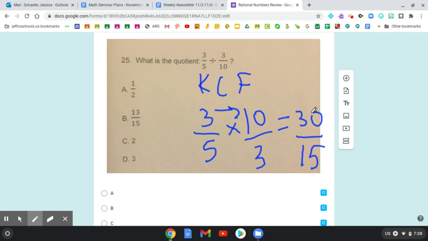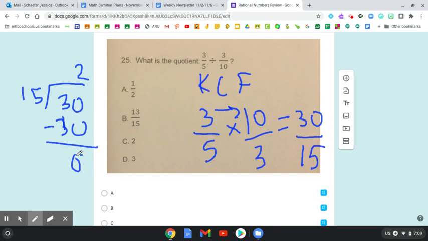I still have an improper fraction, so I'm going to do the long division. I'm going to figure out how many times 15 will fit into 30. And it's actually going to go evenly twice. 2 15s make 30. And when you subtract, you won't have any leftovers. So this makes the whole number 2.